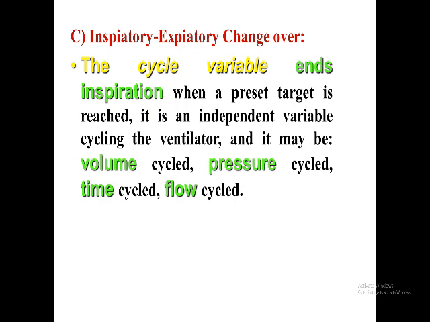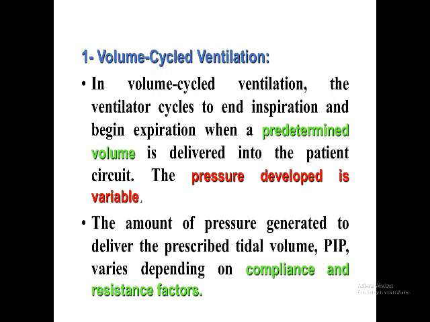Inspiratory expiratory change over. The cycle variable ends inspiration when a preset target is reached. It is an independent variable of the ventilator, and it may be volume cycled, pressure cycled, time cycled, or flow cycled. In volume cycled ventilation, the ventilator cycles to end the inspiration and begin expiration when a predetermined volume is delivered to the patient, and the pressure developed is variable.